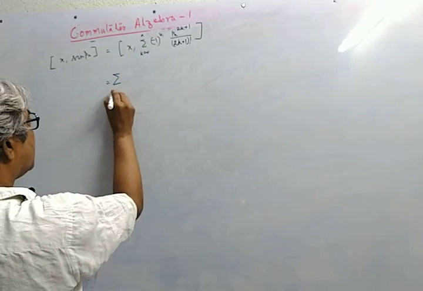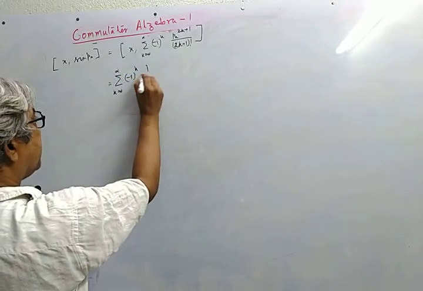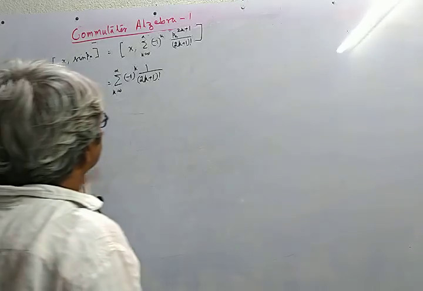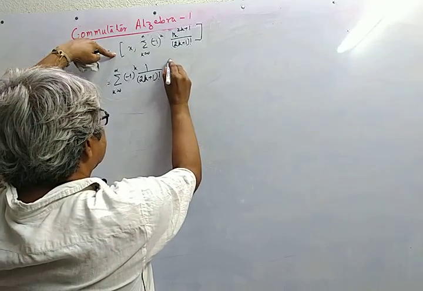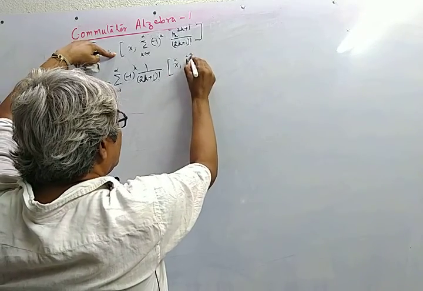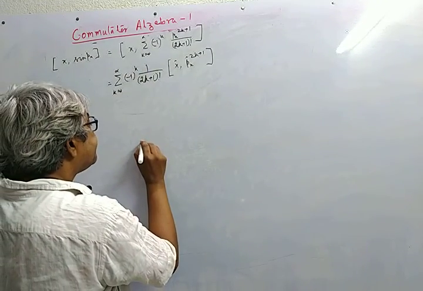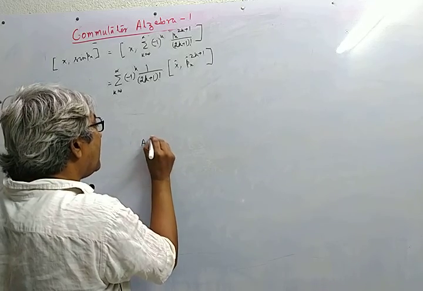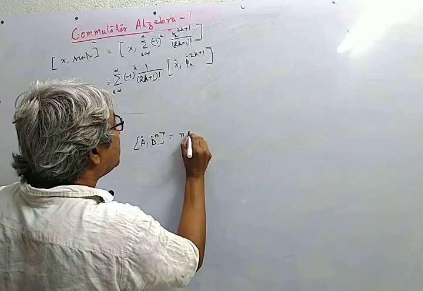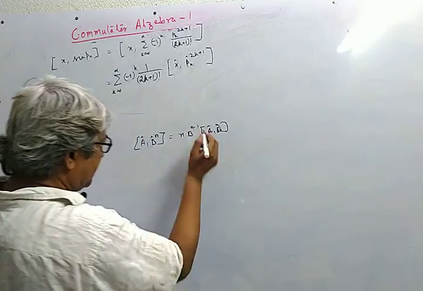We take this sum out, so the factor minus 1 to the power k, and then the quantity that appears is the commutator of x with px to the power 2k plus 1. Recall that the commutator of a with b to the power n, which we have just proved, is n b to the power n minus 1 times the commutator of a and b. This relation we have just proved.